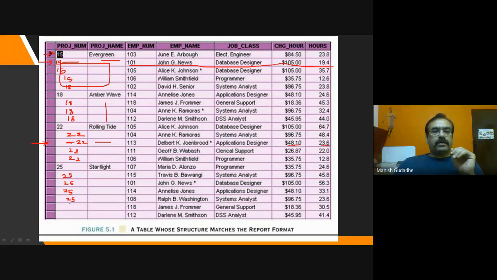Fill it up. So every time any row may be accessed, it is going to give the information. Evergreen in all these, amber wave in all these, rolling tide in all these, and starflight in all these. Fill the entry. Don't keep the cell blank. You are not assuming, actually it is there. For 15, there are 6 employees, 5 employees who are working. So let it be redundant for the time being, but fill all the entries. That's what first normal form is saying.